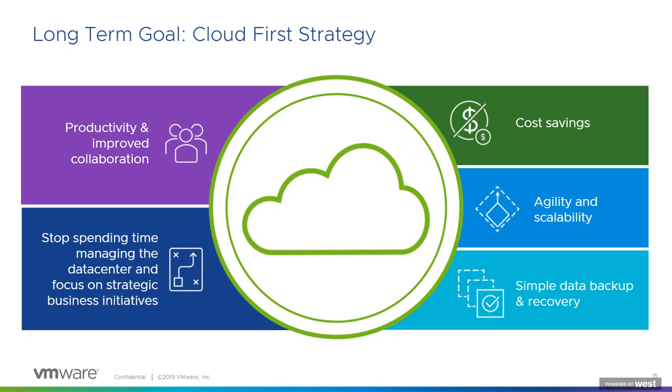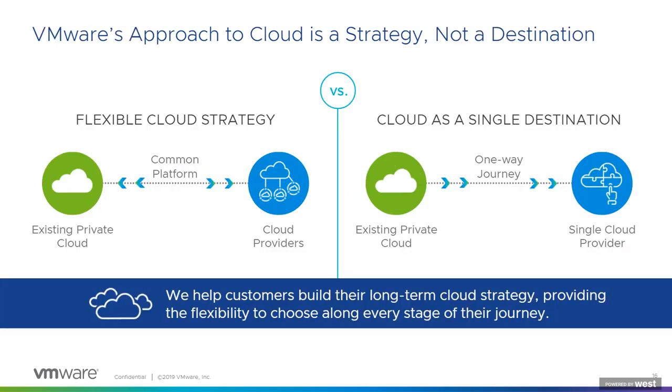All right, and then longer term, I think a lot of customers have a cloud-first strategy or cloud-only strategy. And so there's a lot of benefits. I don't have to tell you guys that there's a lot of benefits in moving to the cloud. And what's great about VMC, the VMware Cloud on AWS technology, and Horizon 7 on VMC is that it's a very flexible approach. We don't really think about cloud as a destination, as everything going from on-prem to cloud. To us, it's more like a strategy.